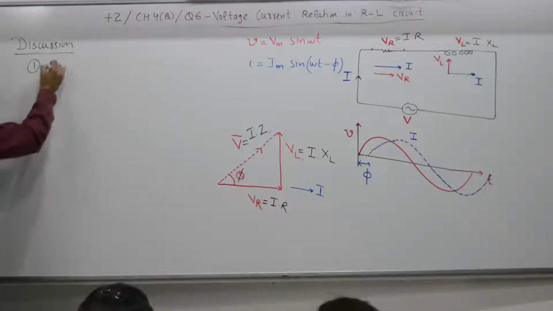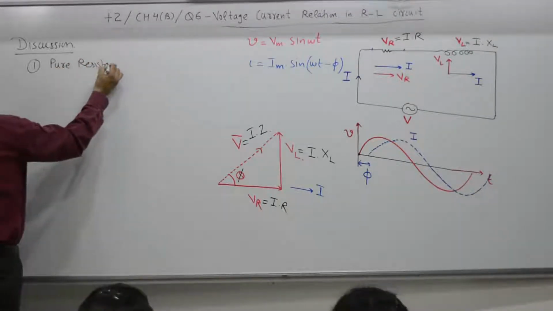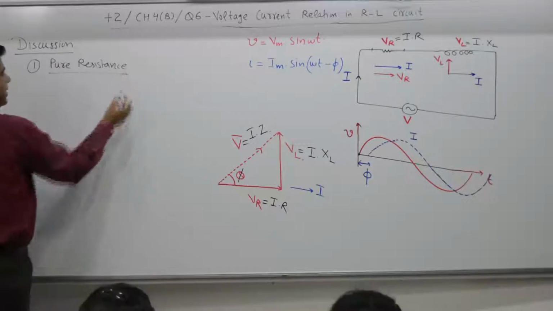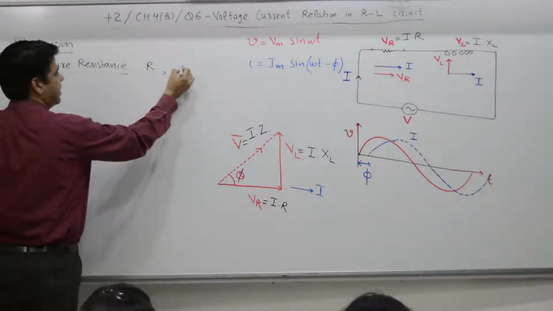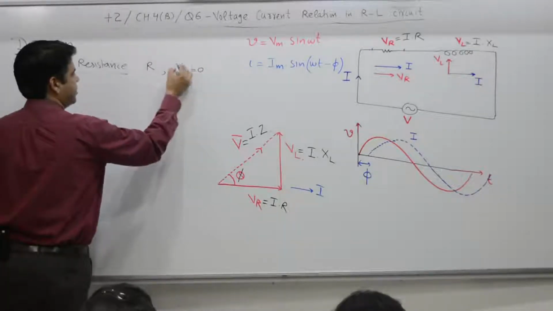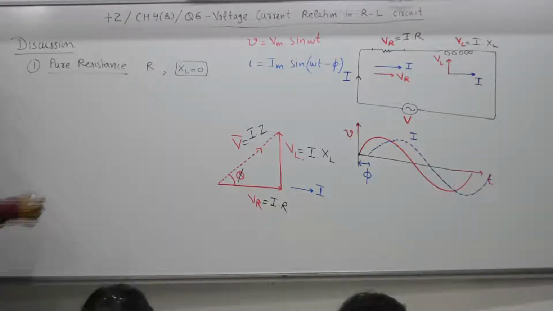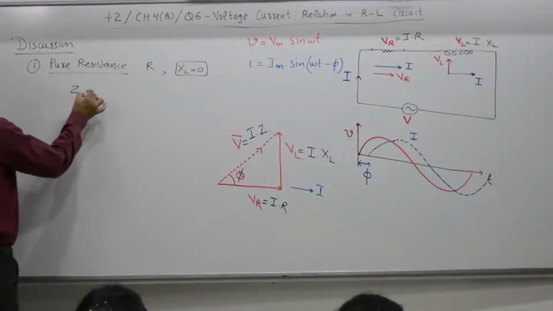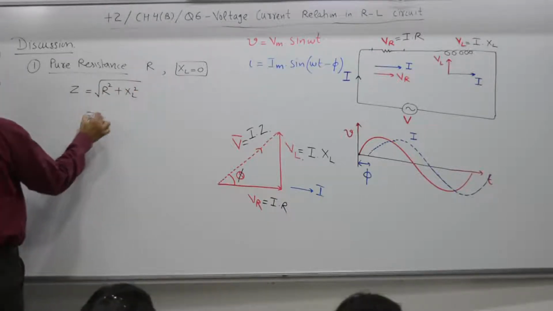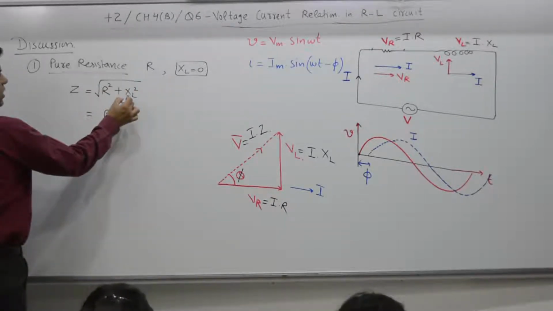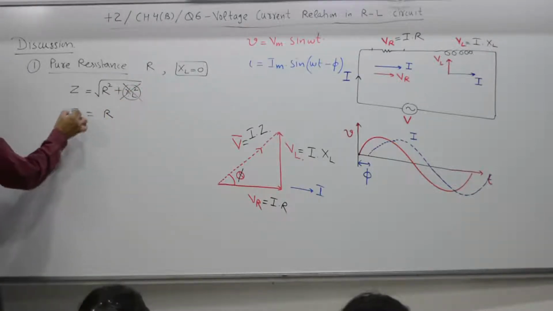first possibility, pure resistance. If it is pure resistance, R is there, R is non-zero, but inductance is not there, XL is equal to 0. Then Z is equal to what? Square root of R square plus XL square is equal to square root of R square plus 0 square. This part is what? 0. So what you are left with is R.